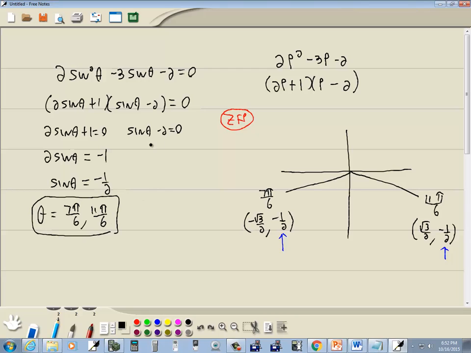Now the other one. If I solve for sine, I'll take negative 2 over, it becomes a positive 2. Now if you remember our graph, sine bounces back and forth between negative 1 and 1. It's never going to equal 2, which means this part just drops away. So the only two answers are 7 pi over 6 and 11 pi over 6.